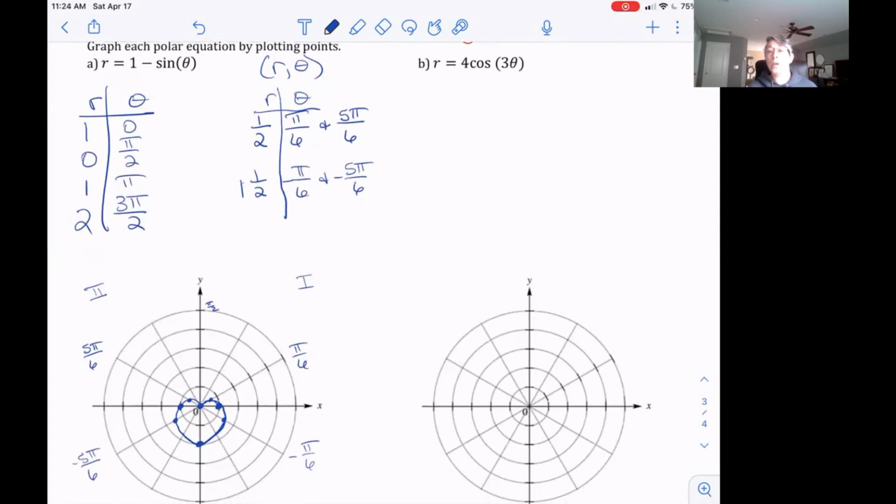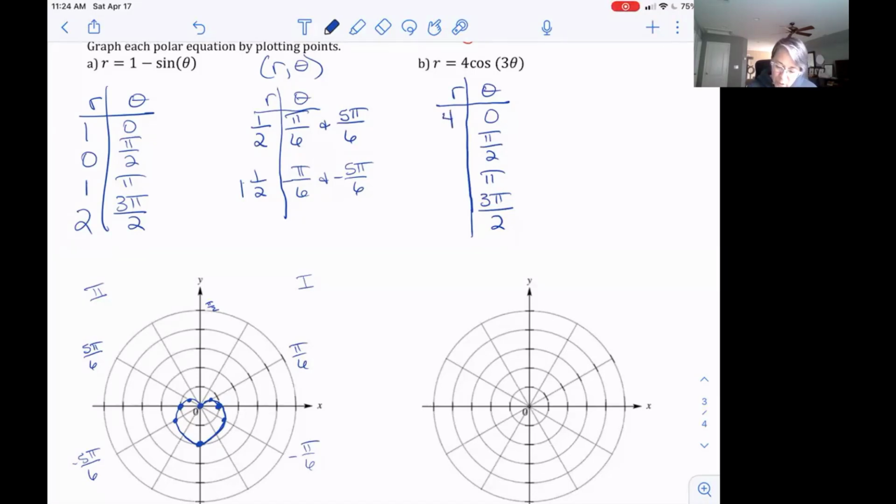R equals 4 cosine of 3 theta. So again, let's plug in an R and a theta. Let's start with the nice angles that we know: 0, pi over 2, pi, 3 pi over 2. Cosine at 0 is 1. So even if it's 3 times 0, it's still 0. So that's going to give us an R of 4.